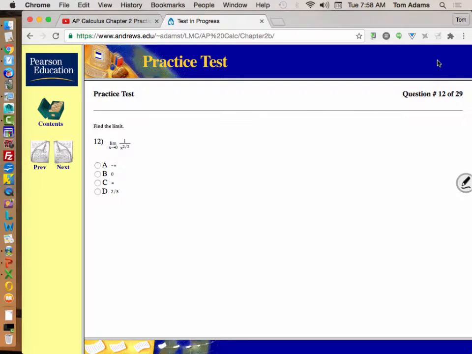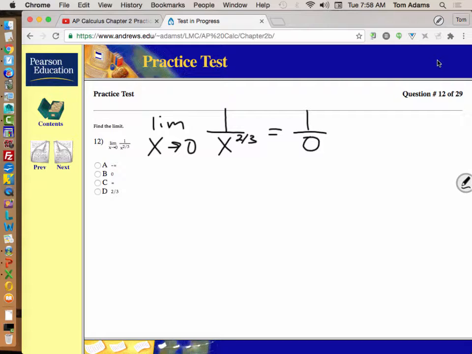Okay, so I'm going to write this a little bigger. If I take the limit of 1 over x to the 2/3, and I plug the 0 in, I'll get a 0 in the denominator. In other words, this will equal 1 over 0, and we can't have that, it's undefined. Remember, this is some sort of vertical asymptote because x cannot equal 0.